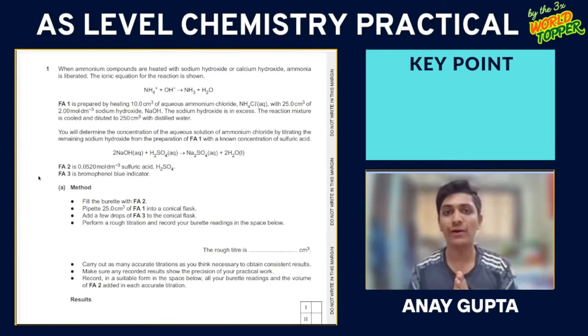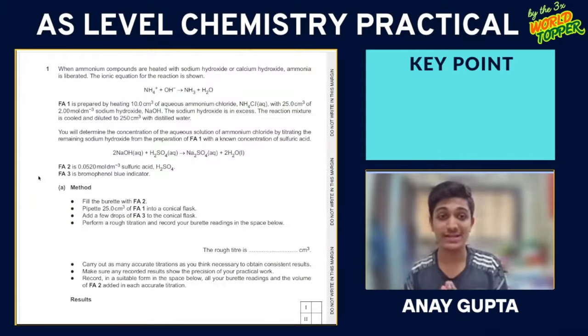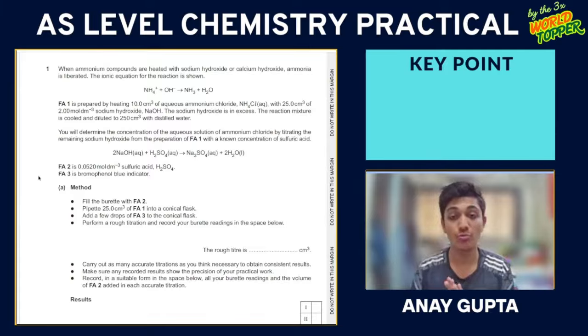When ammonium compounds are heated with sodium hydroxide or calcium hydroxide, ammonia is liberated. The ionic equation for the reaction is NH4+ + OH- gives NH3 + H2O. FA1 is prepared by heating 10 cm³ aqueous ammonium chloride, NH4Cl, with 25 cm³ of 2 mol/dm³ sodium hydroxide, NaOH. The sodium hydroxide is in excess. The reaction mixture is cooled and diluted to 250 cm³ with distilled water.